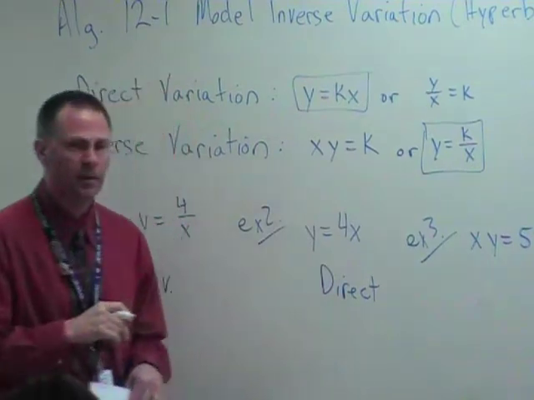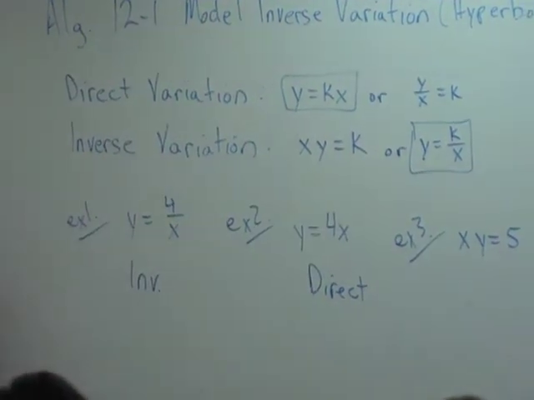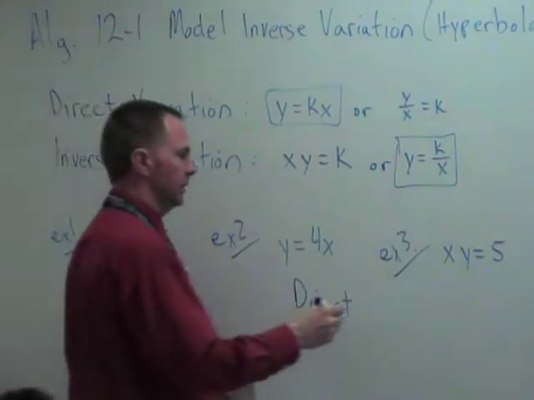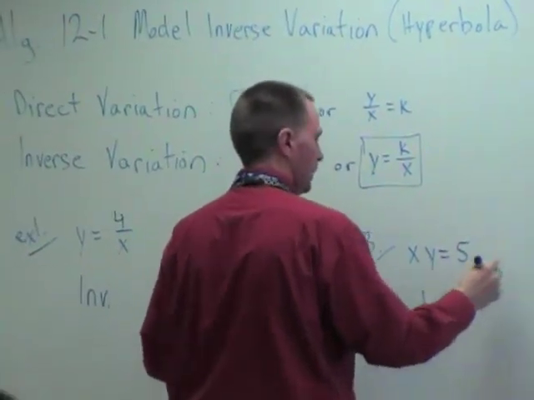All right, xy equals 5. Brody? Inverse. And example 4.